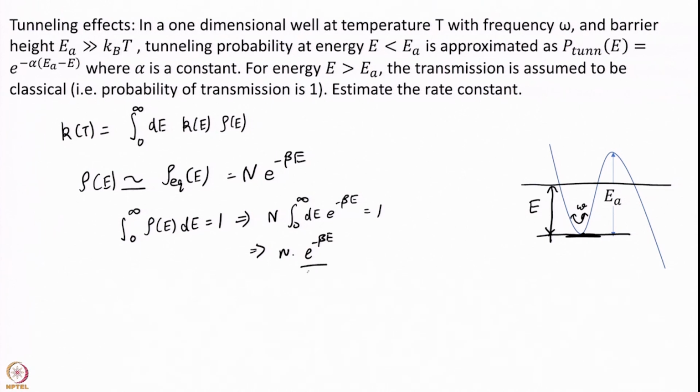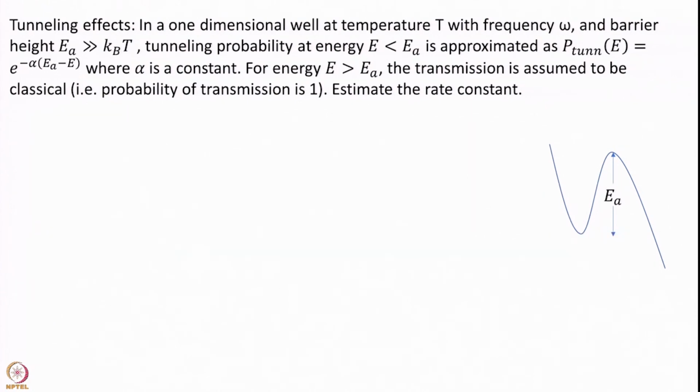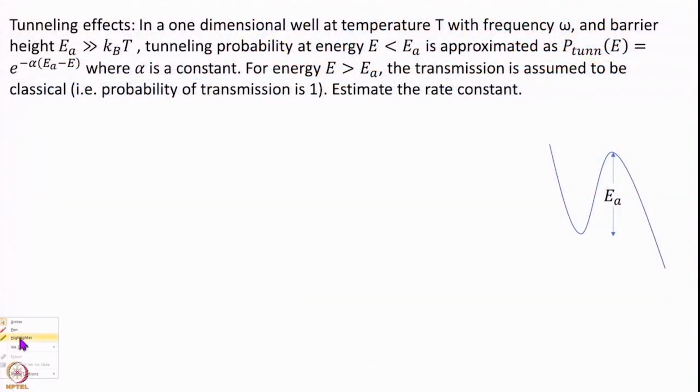If I integrate, I get something like this. So, you can quickly show this easily enough. The first part I am good, I know rho of E. Second part, how do I calculate this K of E?